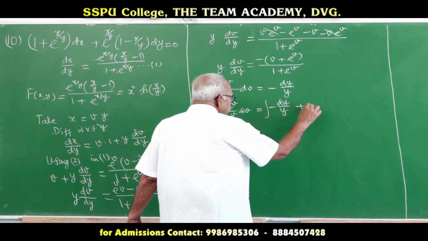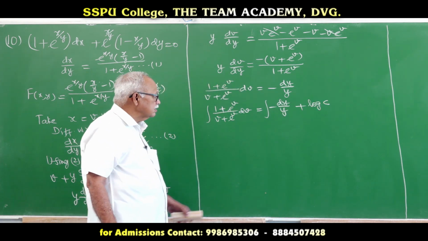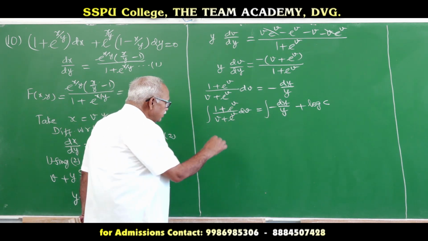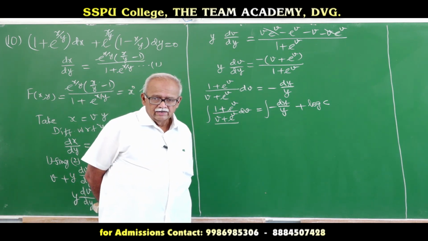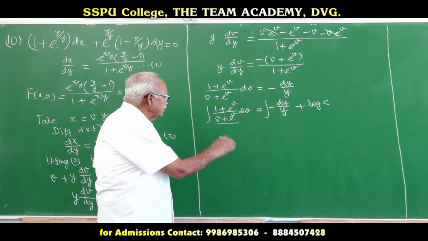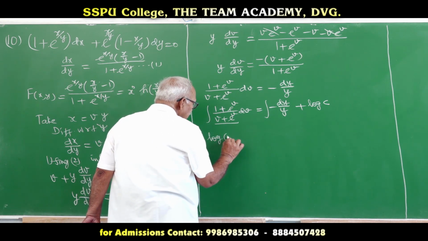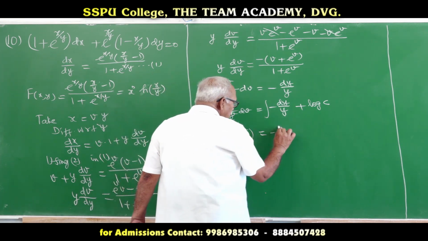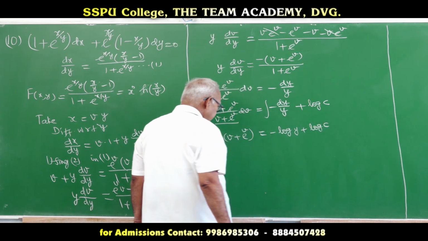plus we can take the constant as log c, because this integration is log y. And this integration also, you take the substitution v plus e power v is equal to t. Differentiating with respect to v, we get (1 plus e power v) dv is equal to dt. So, this integration is log of (v plus e power v) is equal to minus log y plus log c.